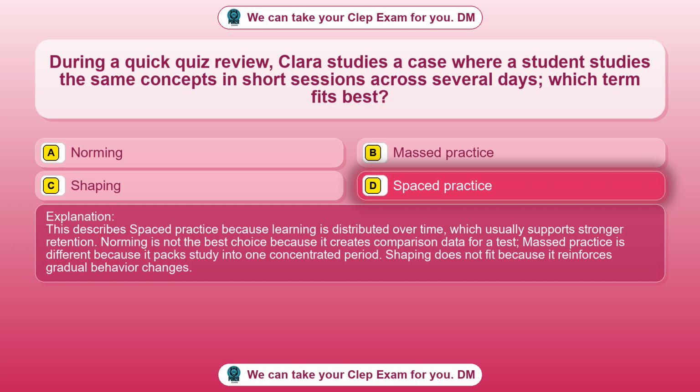This describes spaced practice because learning is distributed over time, which usually supports stronger retention. Norming is not the best choice because it creates comparison data for a test. Massed practice is different because it packs study into one concentrated period. Shaping does not fit because it reinforces gradual behavior changes.